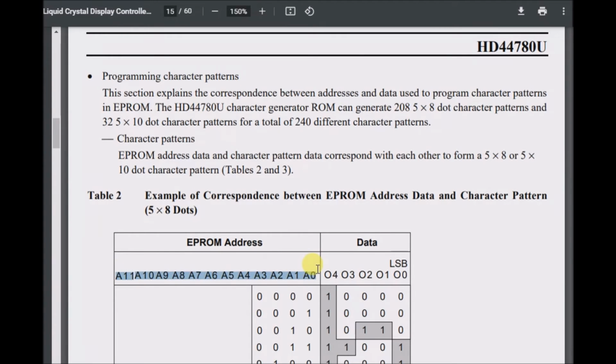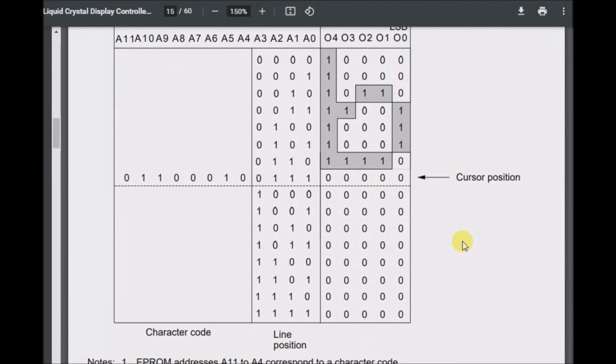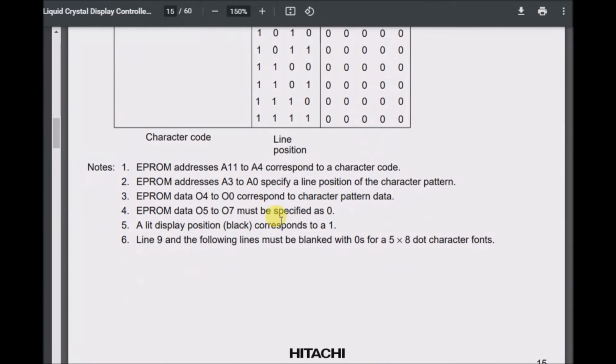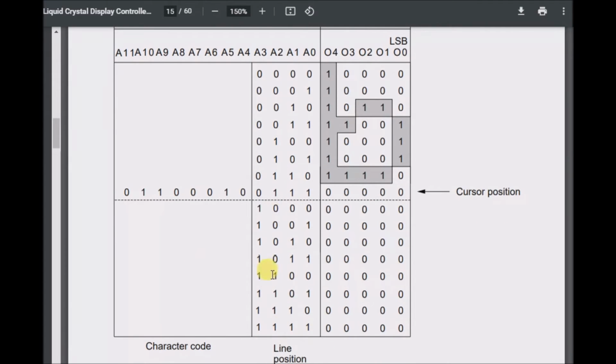A11 down to A0. Data combinations 04 down to 00 as the least significant bit. Combinations of zeros and ones. Okay. Cursor position. Character code. So this is the character code, I guess. Line position. Cursor position.